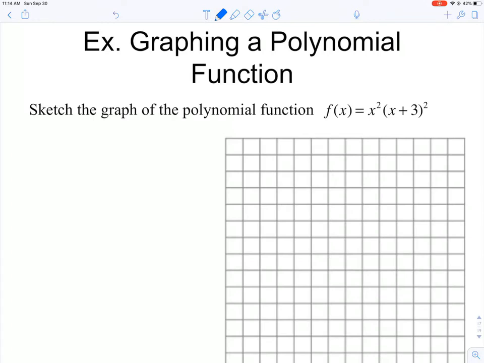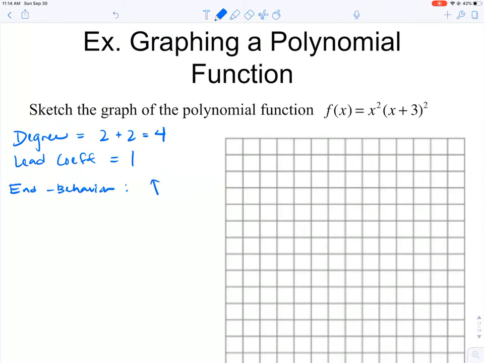All right, so first, let's think about what the degree of this polynomial is. It's in factored form, so we can just add the exponents up. So 2 plus 2 gives us 4. It's a fourth degree polynomial. If that were multiplied out, the leading coefficient would end up being a positive 1. So for end behavior, even degree polynomial, positive leading coefficient, it'll be both ends up. So we can say as x approaches infinity, y approaches infinity. And as x approaches negative infinity, y will approach infinity.